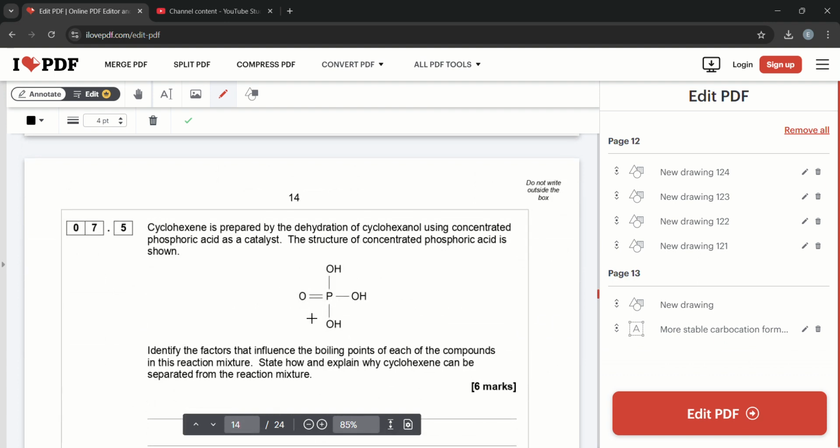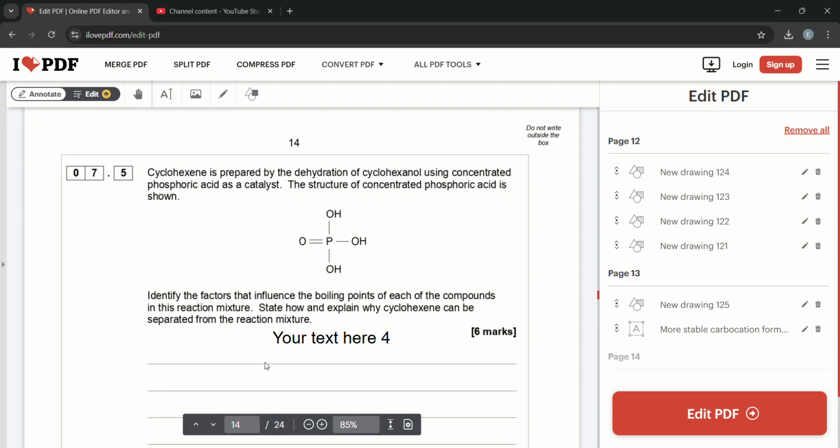7.5 Cyclohexene is prepared by dehydration of cyclohexanol using concentrated phosphoric acid as a catalyst. The structure of concentrated phosphoric acid is shown. Identify the factors that influence the boiling points of each of the compounds in the reaction mixture, and state how and explain why cyclohexene can be separated from the reaction mixture. 6 marks.